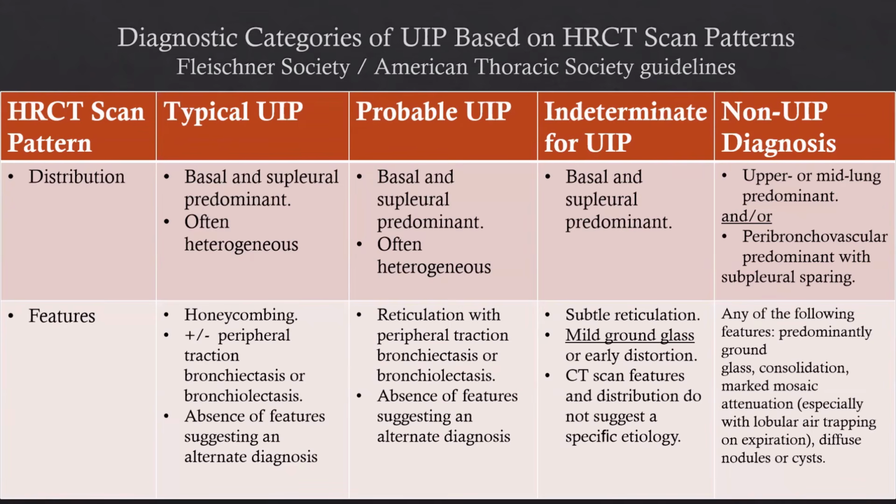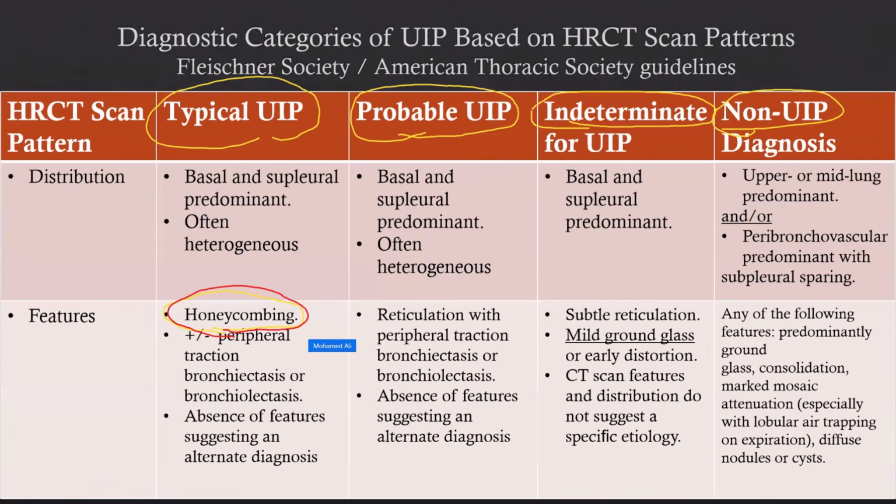We have 4 different classifications of UIP: typical UIP, probable UIP, indeterminate for UIP, and non-UIP pattern. Typical UIP, you will find reticulations, traction bronchiectasis, and honeycombing. This one is very important, honeycombing. Cystic honeycombing is typical for UIP.